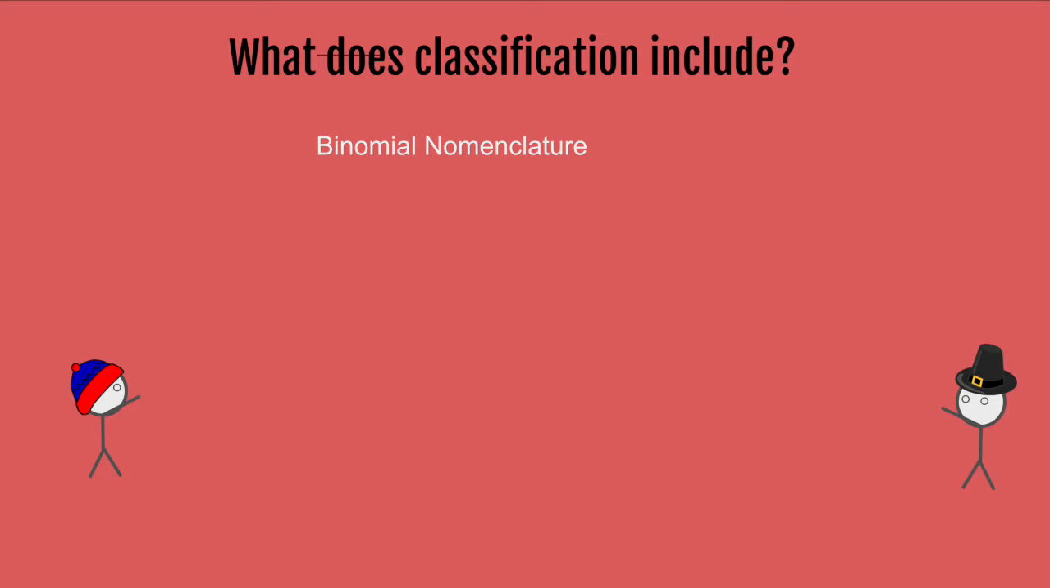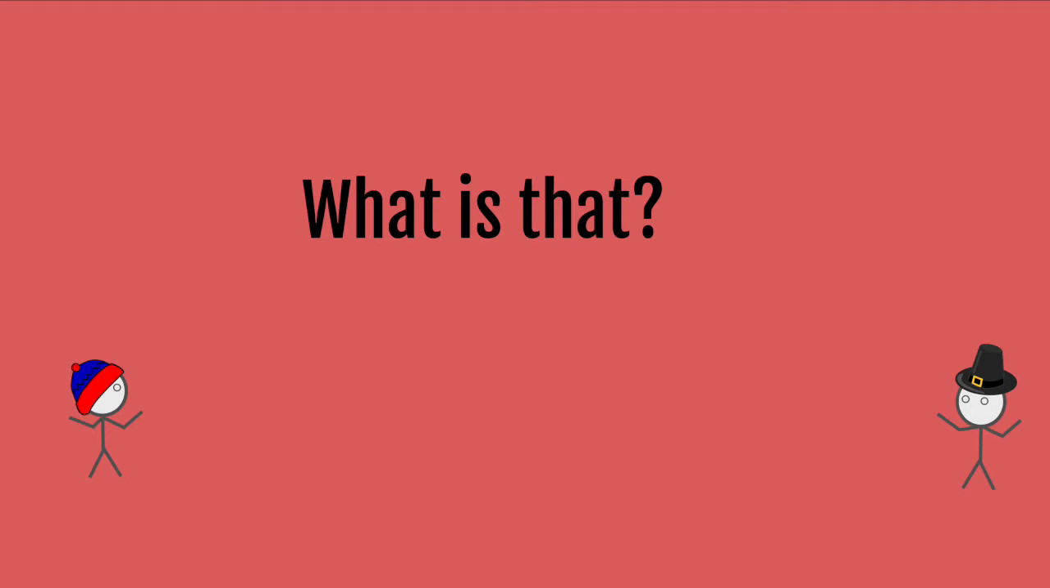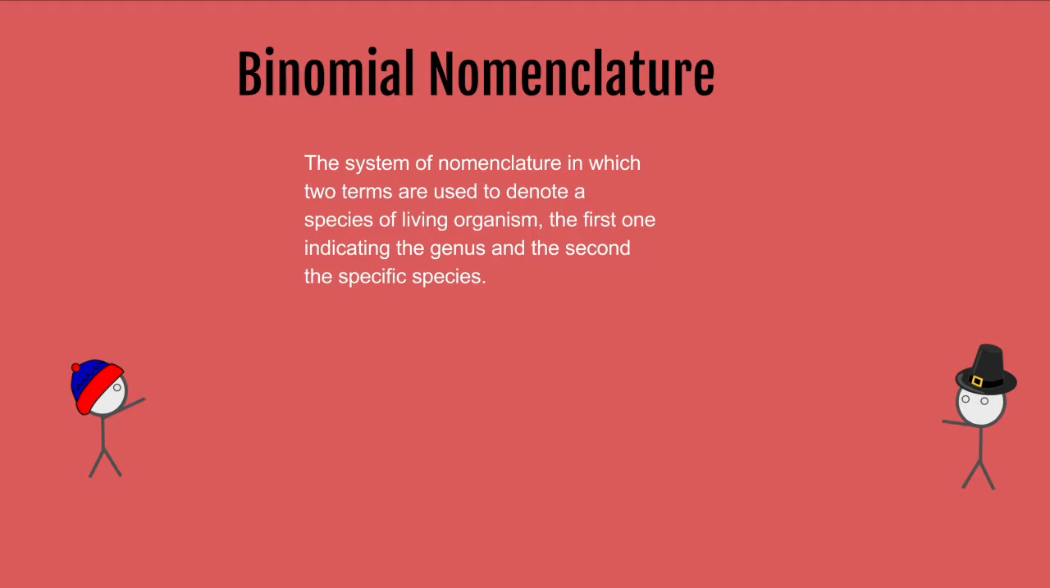Well, I know it includes binomial nomenclature, but what is that? Binomial nomenclature is a system of nomenclature in which two terms are used to denote a species of living organism. Oh yeah. The first one indicating the genus, and the second one the specific species, right? Yes, sounds like you are starting to remember this all pretty well.